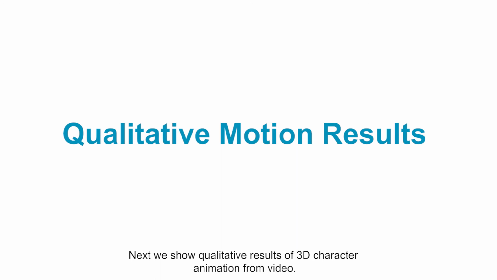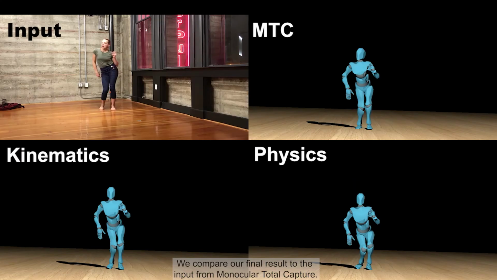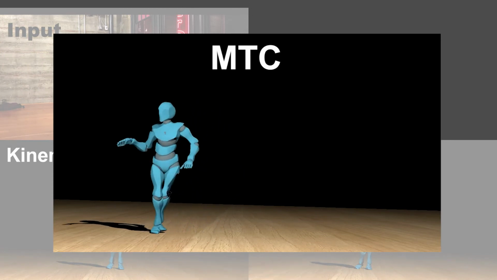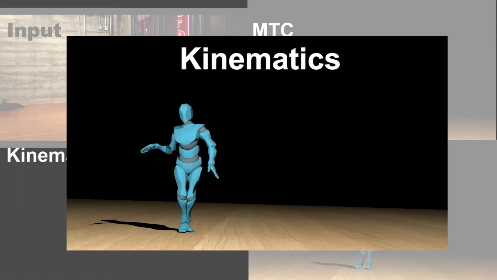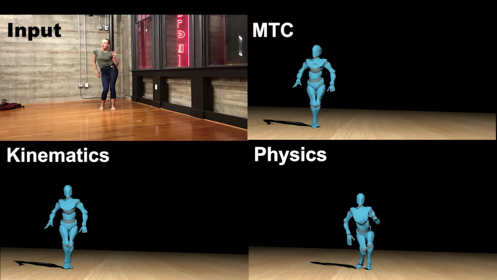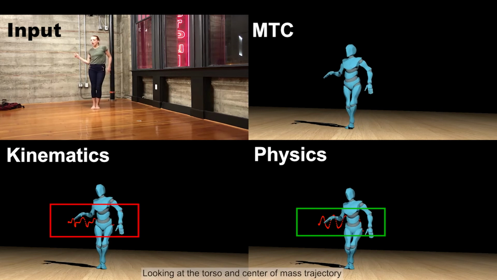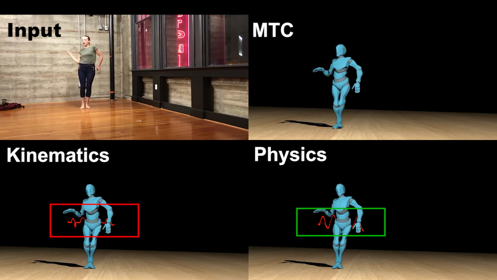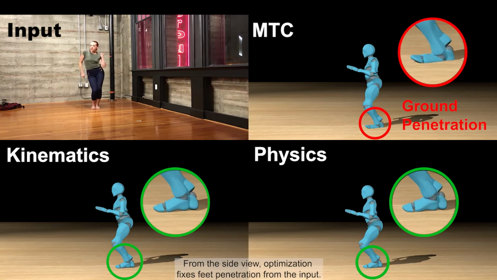Next, we show qualitative results of 3D character animation from video. The output of our method is shown on the right. We compare our final result to the input from monocular total capture, along with the motion after only kinematic optimization. Looking at the torso and center of mass trajectory, we see smooth and natural motion after adding physics. From the side view, optimization fixes feet penetration from the input.